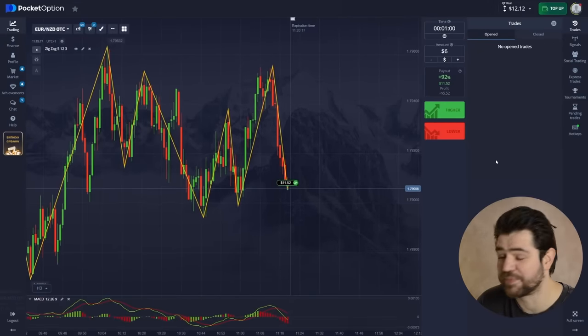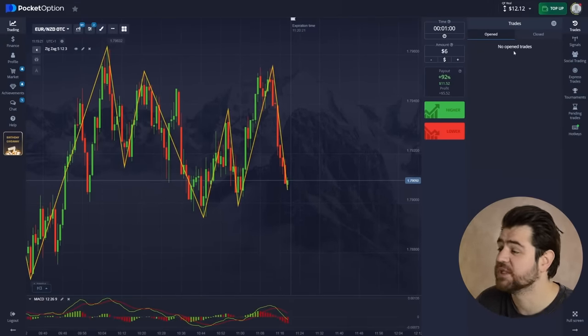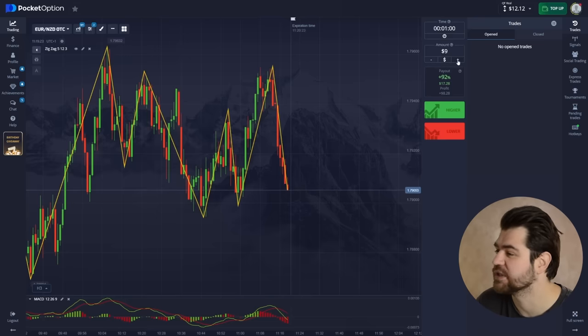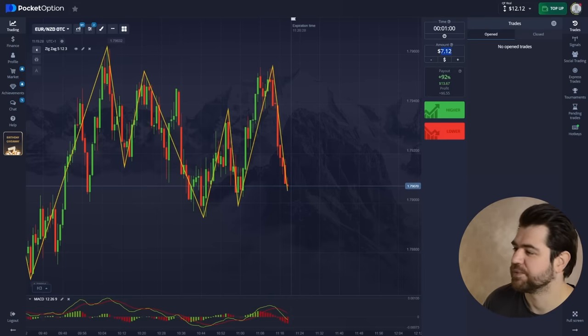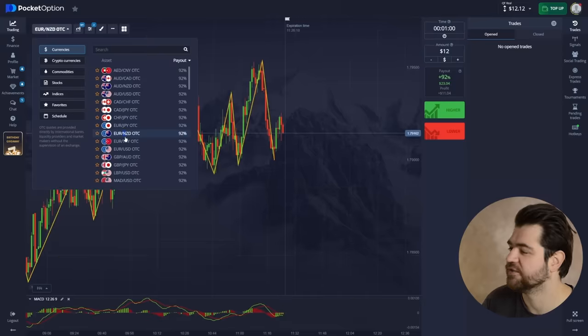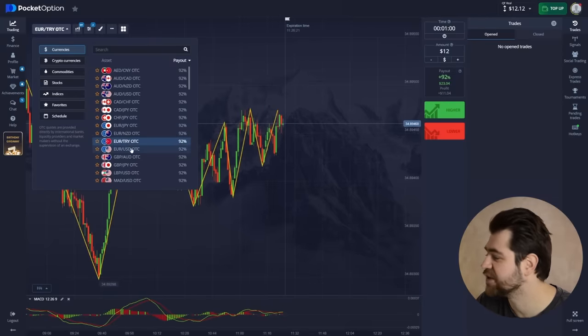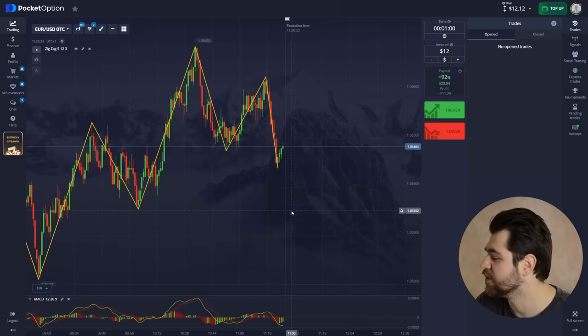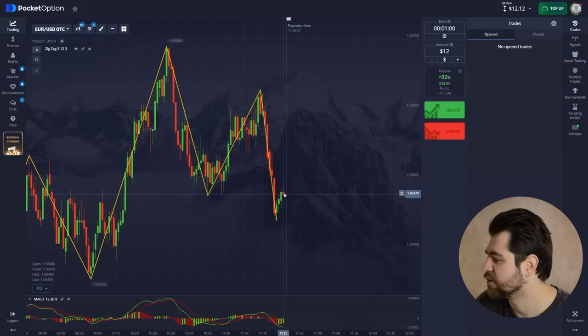Here is our profit. We have already $12 to play with, and we're gonna put that towards the next option. Let's go with 12 to get that compound percent working. $12 and choose the next currency. Let's look for something interesting. Let's have a look at this. Okay, so here we might get to a point.